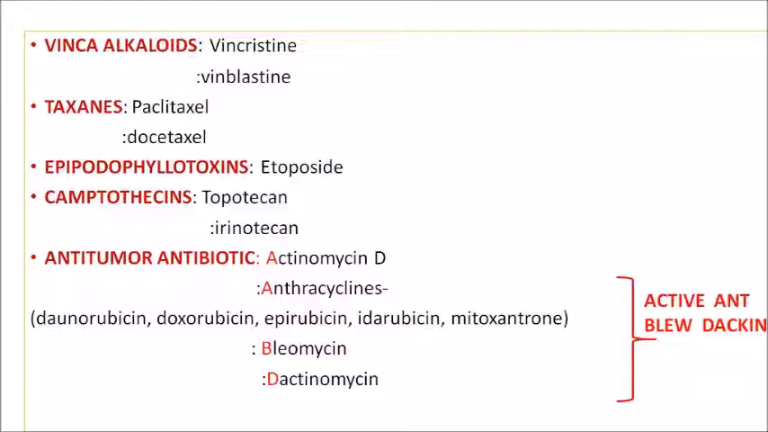You will know. So the "active and blue dacini": the A is actinomycin D. The second A is anthracycline. Anthracycline is a group which harbors many drugs like daunorubicin, doxorubicin, epirubicin, idarubicin, and mitoxantrone. So mostly they are rubicin drugs, anthracyclines. Then blues: B is for bleomycin, and dacini, dactinomycin. So for anti-tumor antibiotics, you can remember "active and blue dacini".